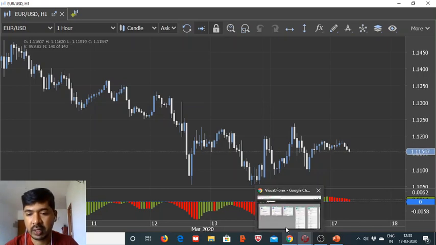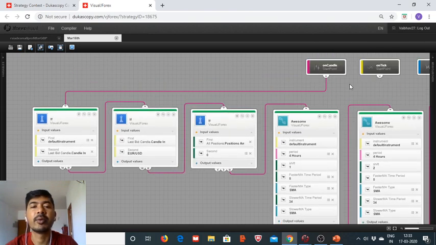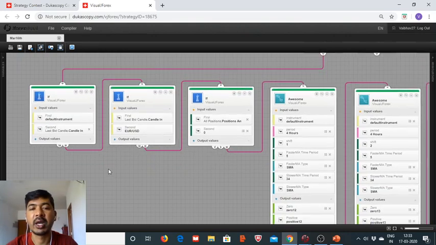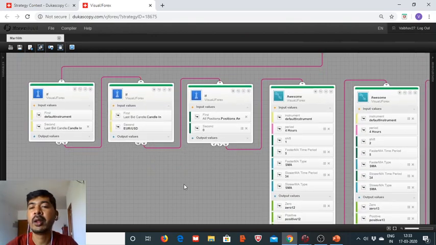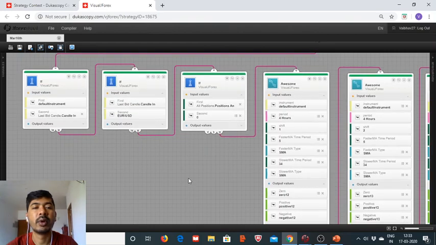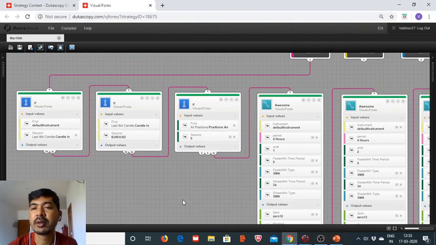So let's take a look at our setup which we have developed here on the JForex platform. This is the Dukascopy Visual JForex platform, and it's pretty handy to build algorithms even if we are not that technically efficient in coding. So if you are a novice to coding, I would recommend that you continue to work with the Visual JForex platform and get familiar with its working.